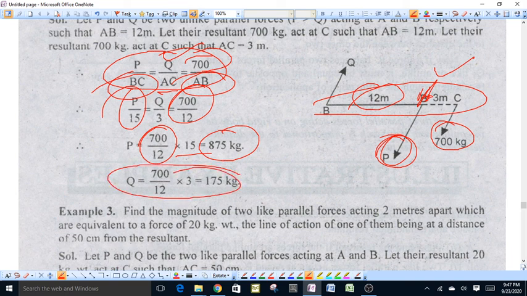So these are some examples in which we have studied how to find the resultant of two like parallel forces or two unlike parallel forces acting on a rigid body.